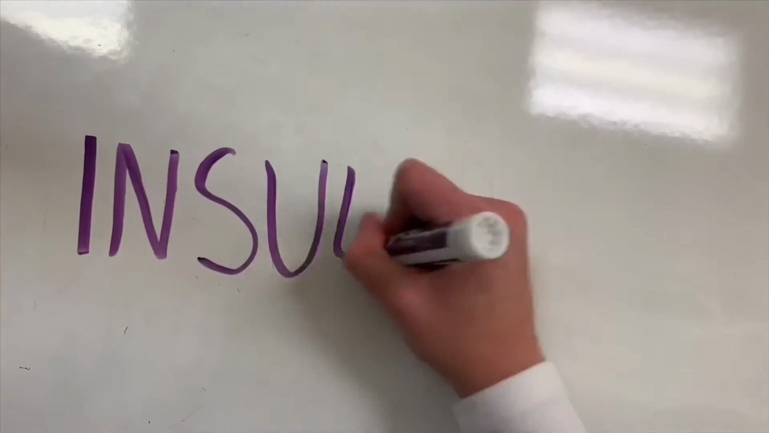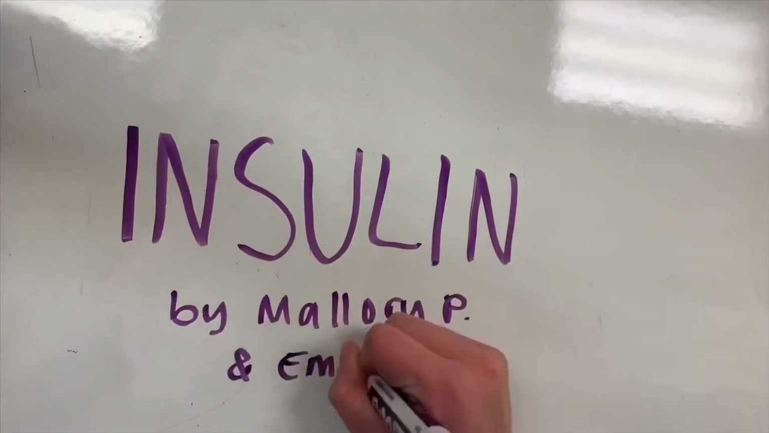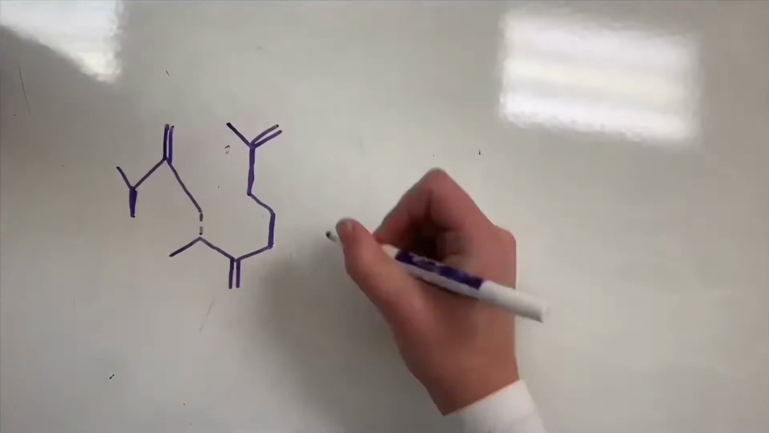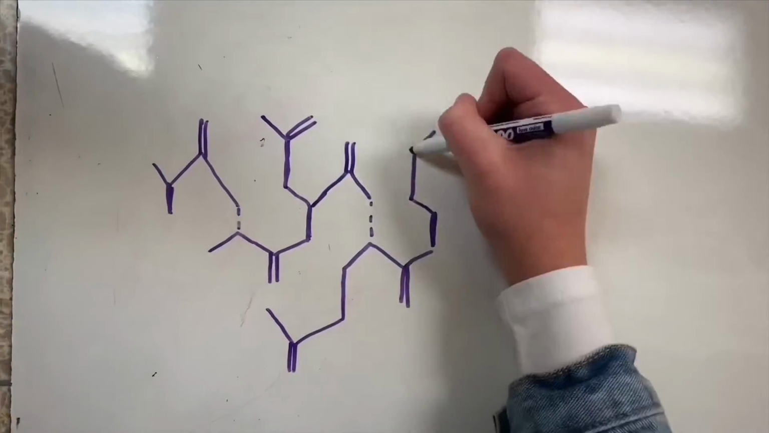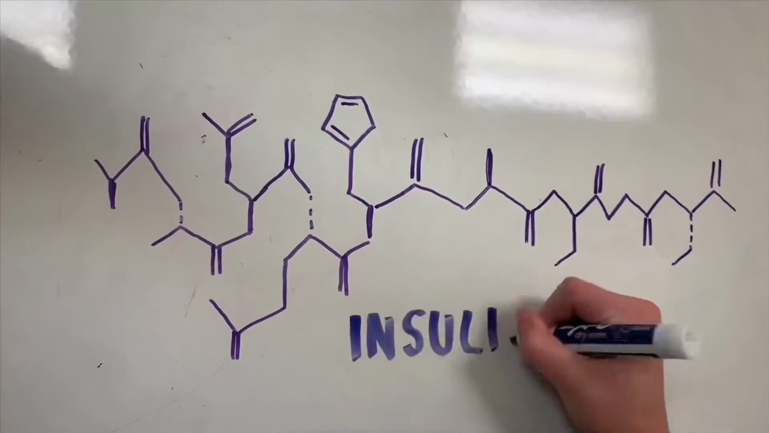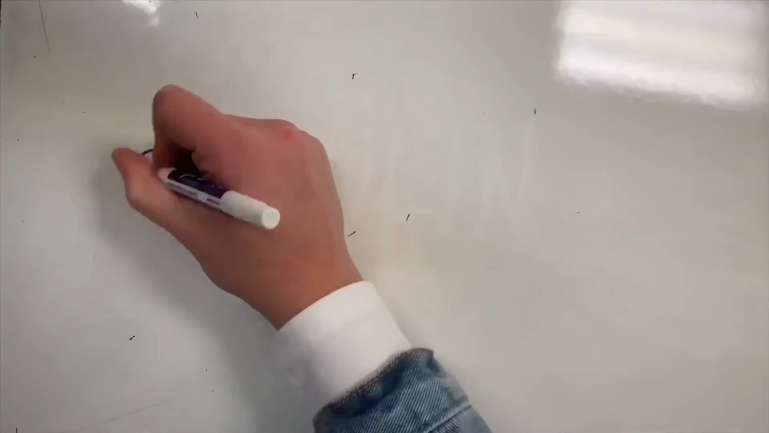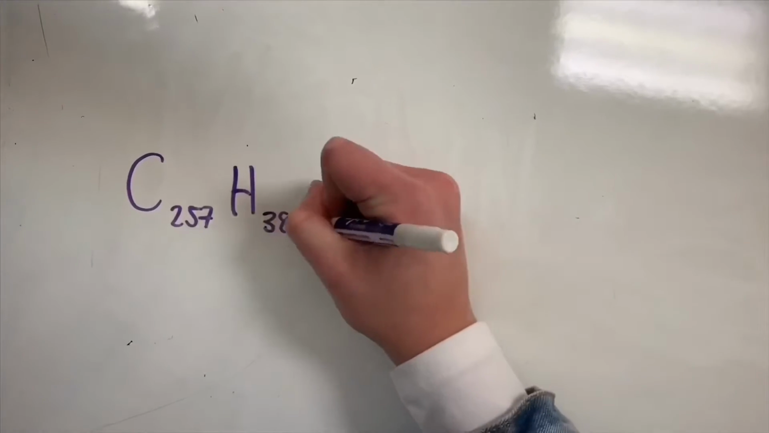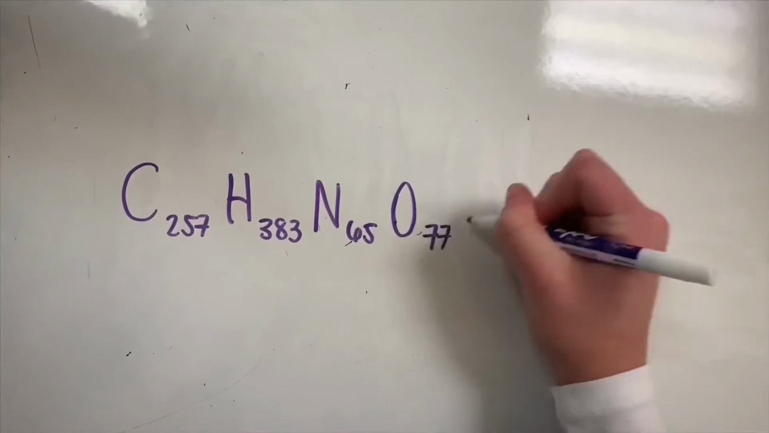Good morning. Today you will be informed on the benefits of human insulin as well as biosynthetic insulin to the human population. Human insulin, simply known as insulin, is a polymer of 51 amino acids. Its chemical formula is composed of 257 carbons, 383 hydrogens, 65 nitrogens, 77 oxygens, and 6 sulfurs.